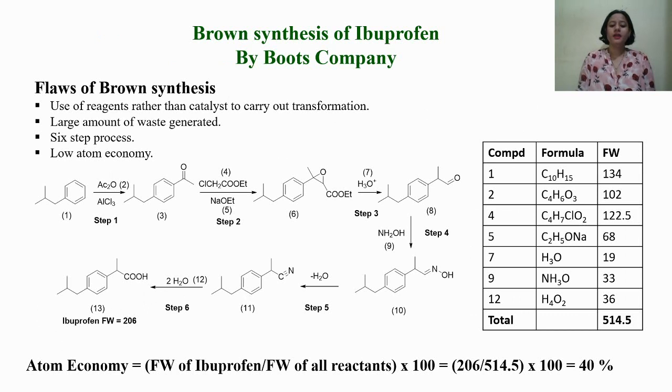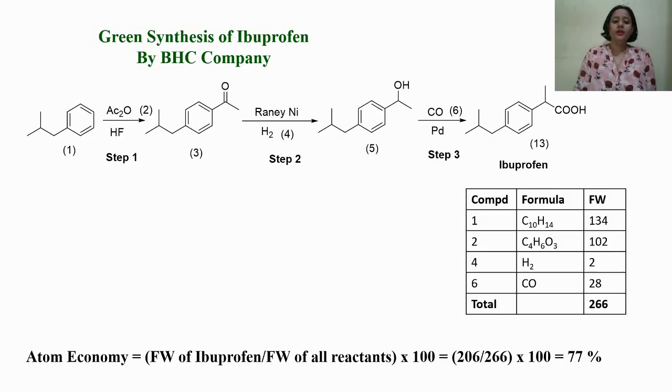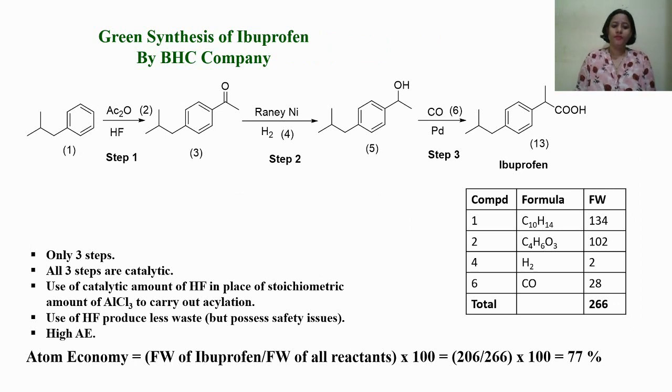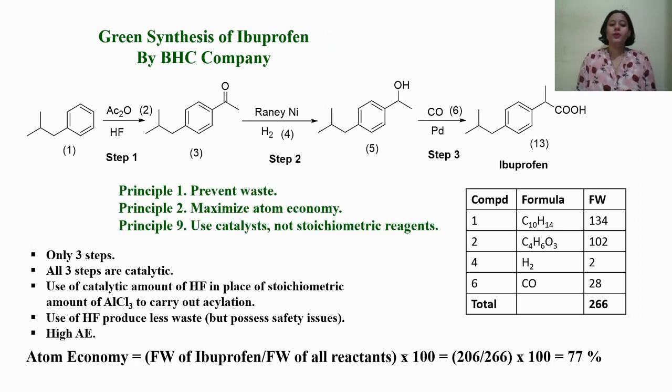The Boots method is a 6-step process. Here stoichiometric amounts of reagents are used, not catalytic amounts. Atom economy is low and a large amount of waste is generated. It has only 40% atom economy. So the better and greener method is the green synthesis of ibuprofen by the BHC company. So this particular synthesis is obeying the principles of green chemistry.